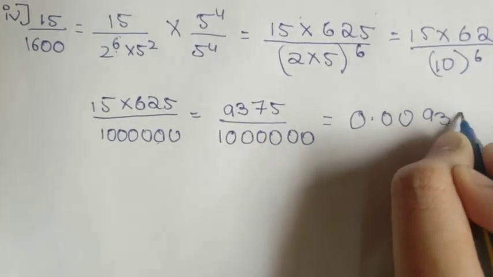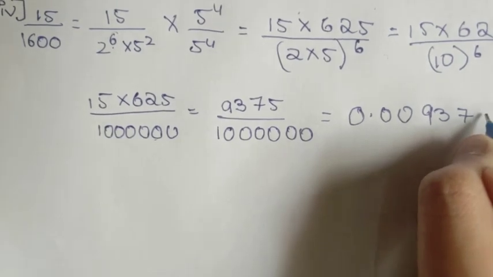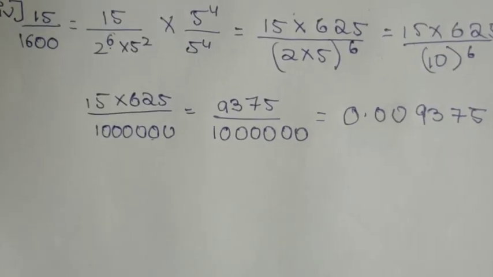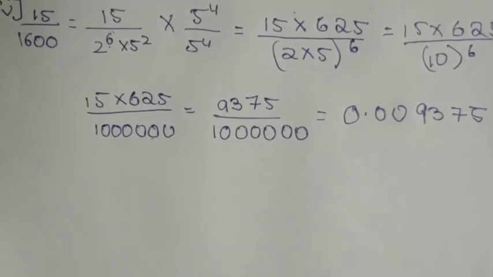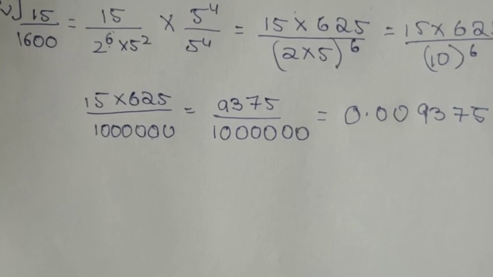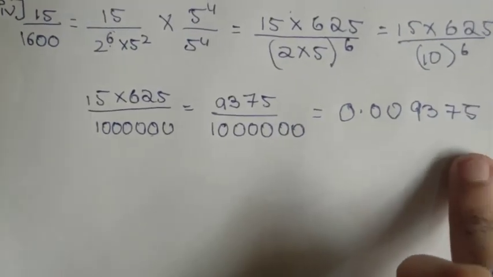Now when we divide both, we get 0.009375. So the decimal expansion of 15 by 1600 is this.